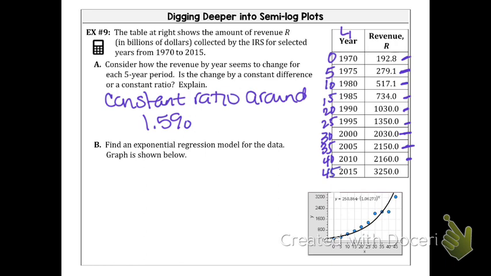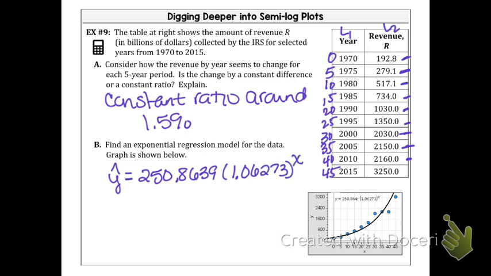Put your revenue in L2. And let's go find the exponential regression model. So I'll run my exponential regression, and I get that it is 250.8639 times 1.06273 raised to the x. Now we're going to do something more with these numbers. They mention these numbers later in the problem here, so I would use those numbers.